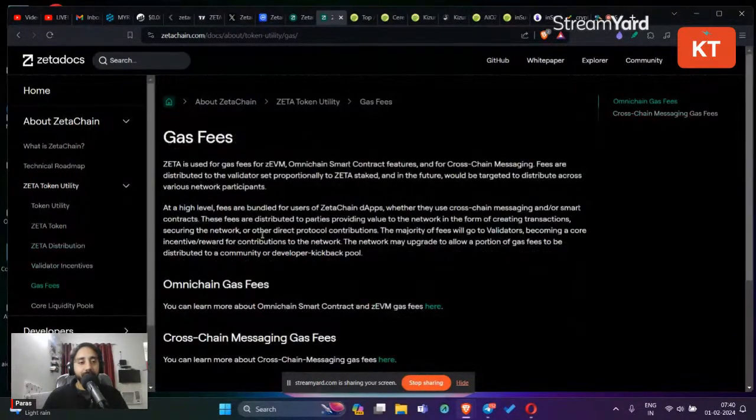Gas fee, of course, that I have already told you. Zeta will be used for the gas fee for that KVM omni-chain smart contract features, and for cross-chain messaging. So this is very important. We know the token is used to pay for the gas fee for the transaction, but this feature is quite interesting. That is cross-chain messaging.